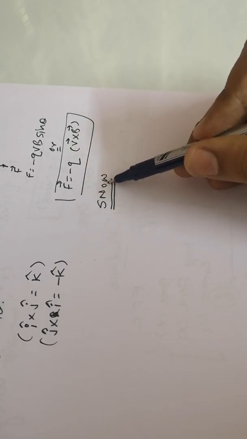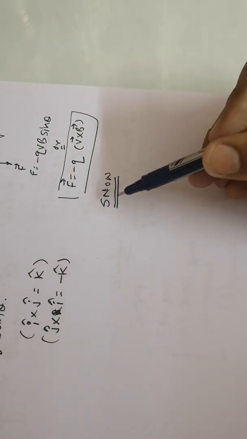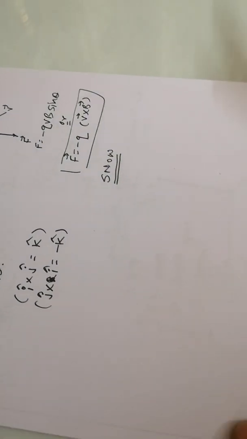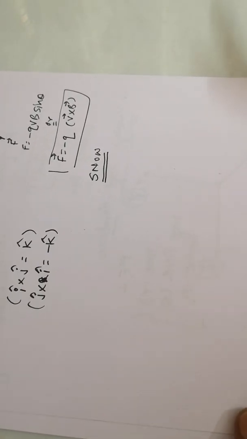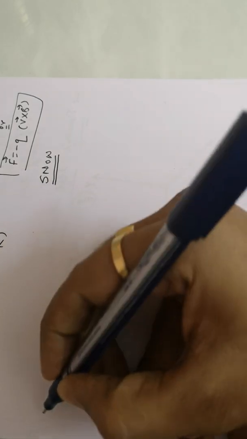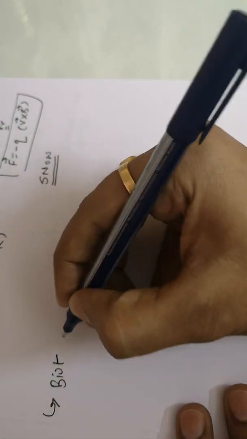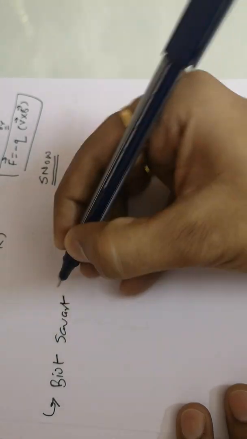So in the next clip we will move towards the very important theory of this chapter, from which we will derive different formulas and equations. It is called Biot-Savart's theory. So the next theory we will learn is Biot-Savart's law.